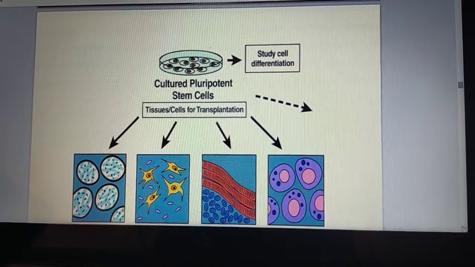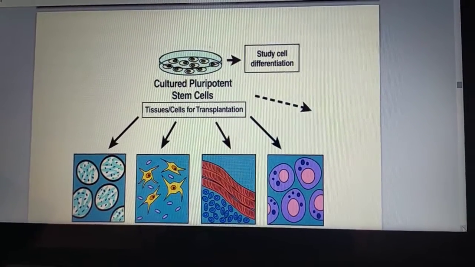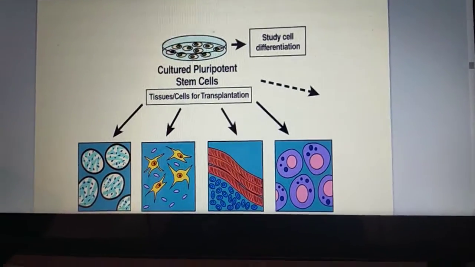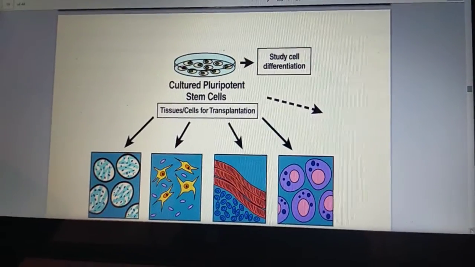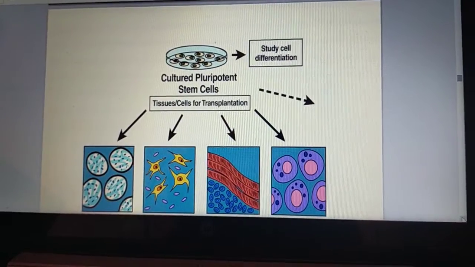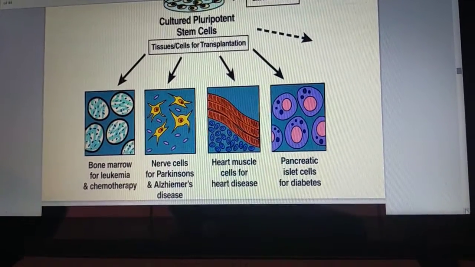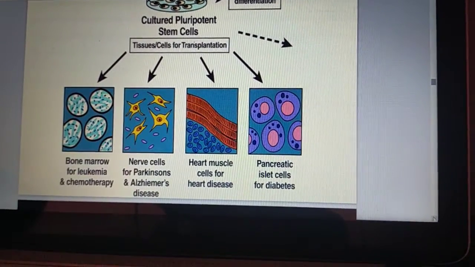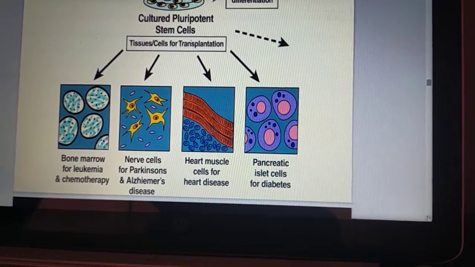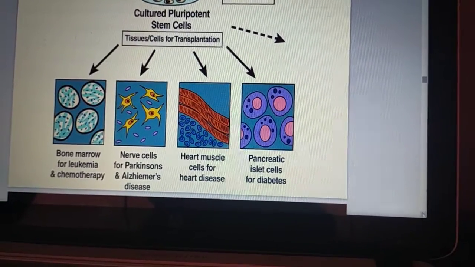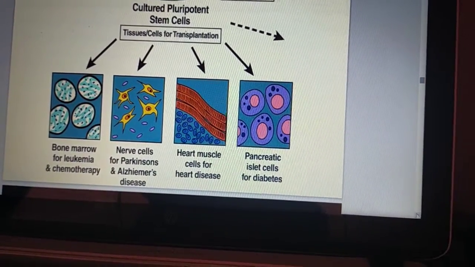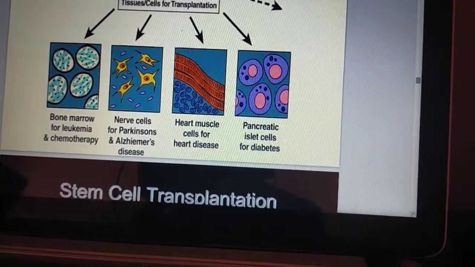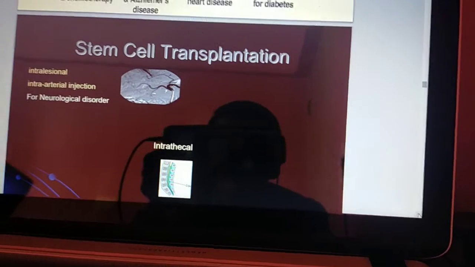Then we culture these stem cells and differentiate them by providing specific growth factors in the culture media. These cells can be differentiated into blood cells for leukemia and chemotherapy, nerve cells for Parkinson's, Alzheimer's disease or other neurological disorders, heart muscle cells for heart diseases, and pancreatic islet cells for diabetes. Then, stem cell transplantation.